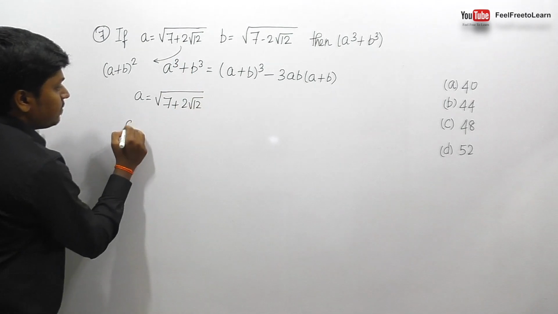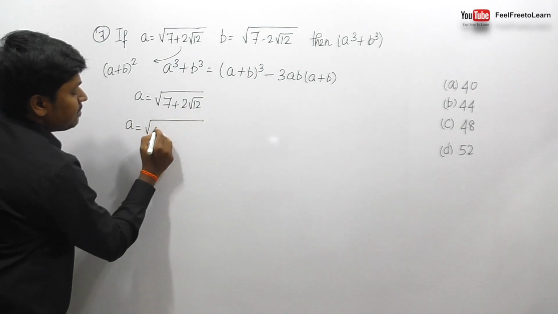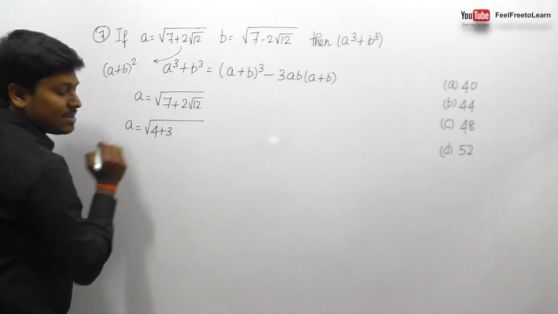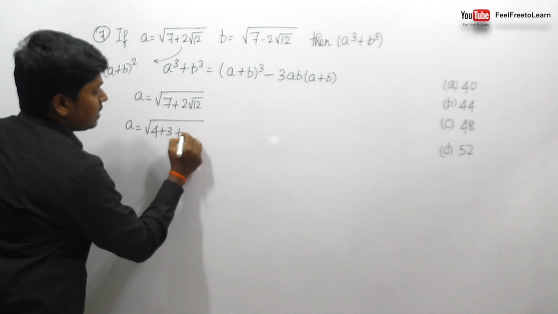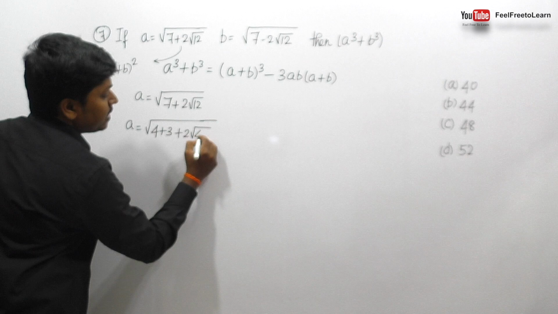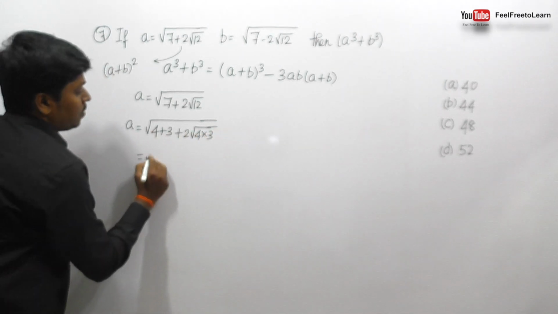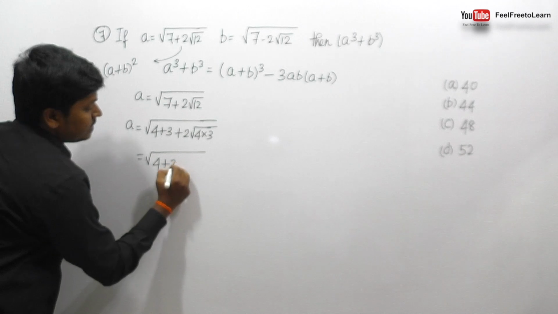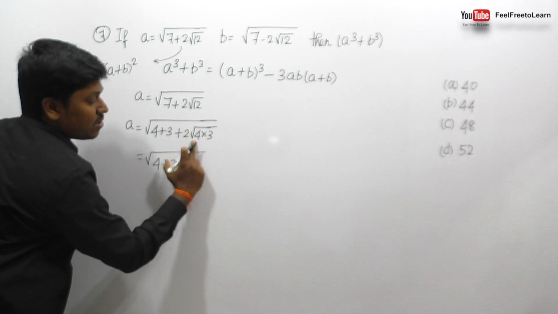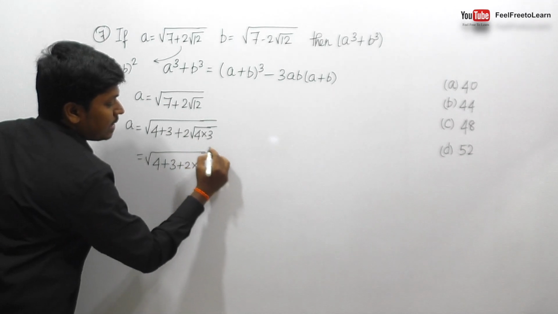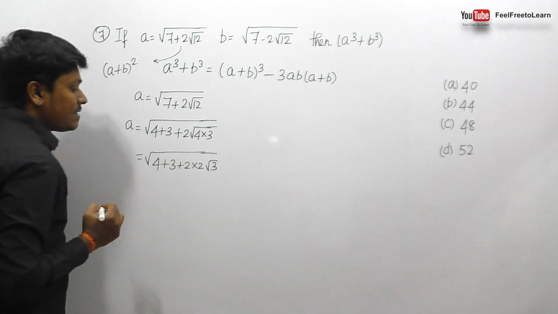So friends, listen carefully. This 7 can be written as 4 + 3, so 4 + 3 will be 7. And this can be written as 2 times √12, and √12 can be written as √(4 × 3), right? So 4 × 3 will be 12. So we have √(4 + 3 + 2√(4×3)). Friends, √4 will be 2, right? And here it is √3.